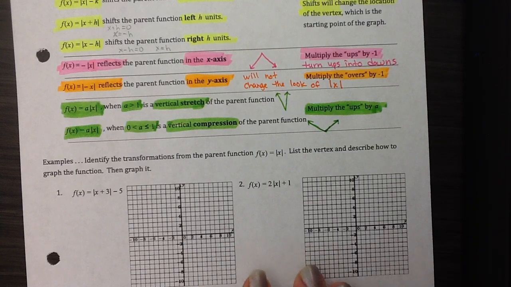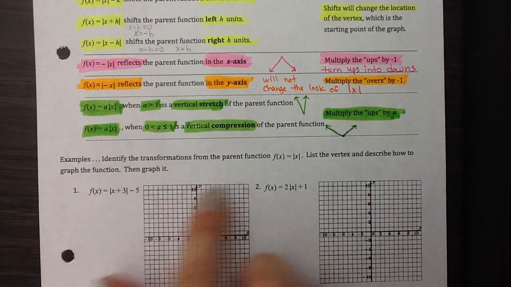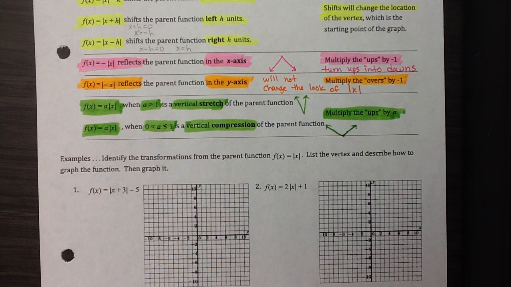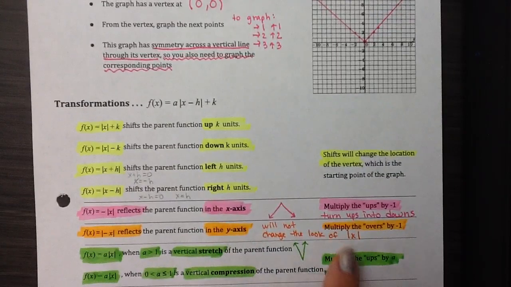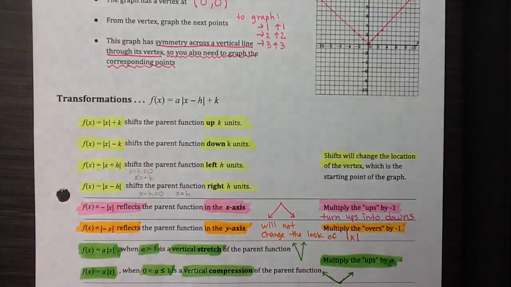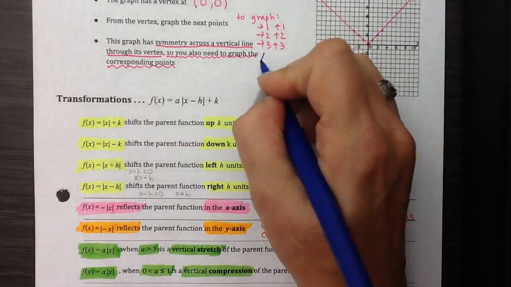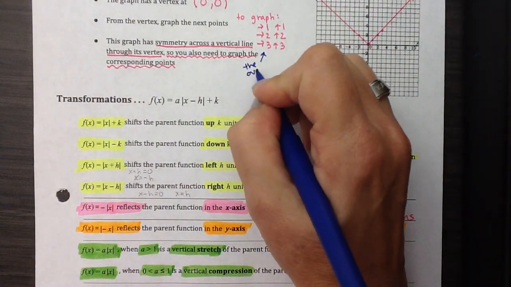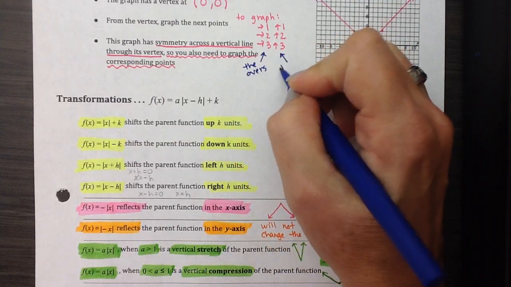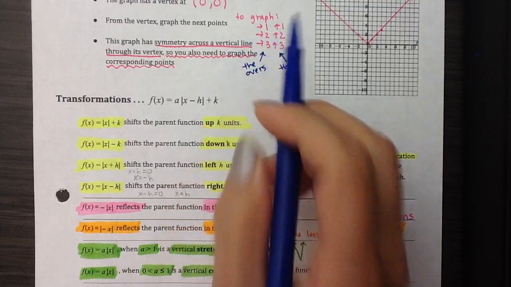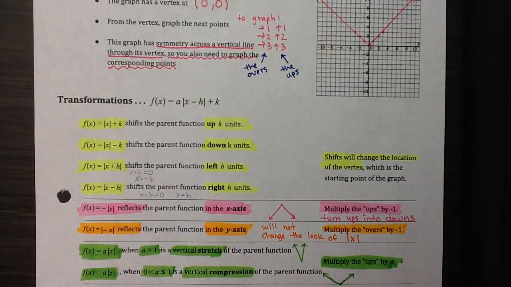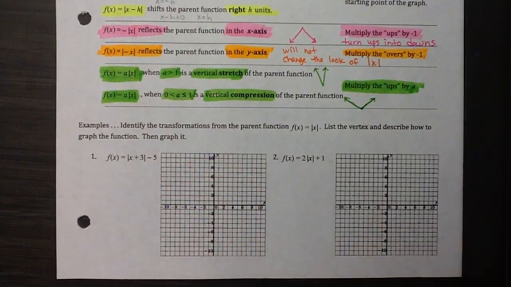So what we'll do here is we will practice looking at some equations and tell what the transformations are, and then we're going to graph them. So let's look at, oh, I did not label these overs and ups. These guys here are the overs, and these guys here are the ups, because we're going over 1, over 2, over 3, up 1, up 2, up 3. Okay, so let's look at our examples.